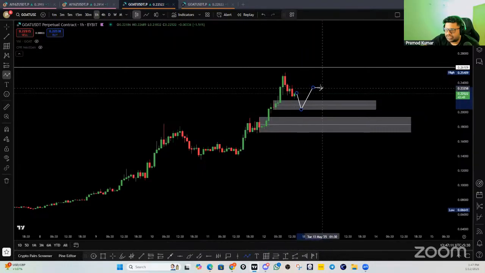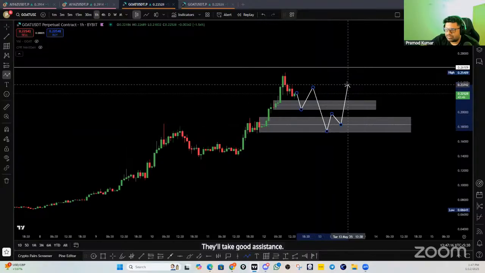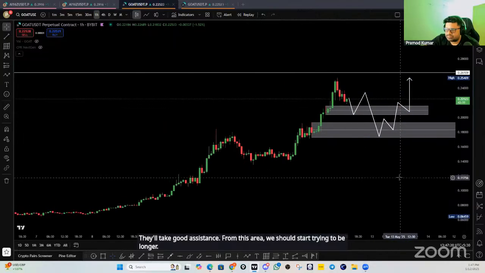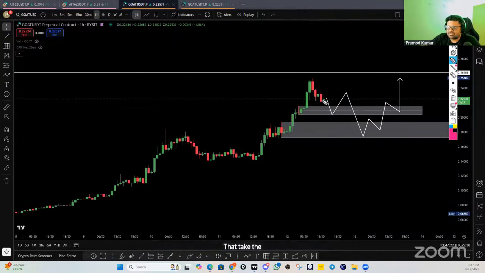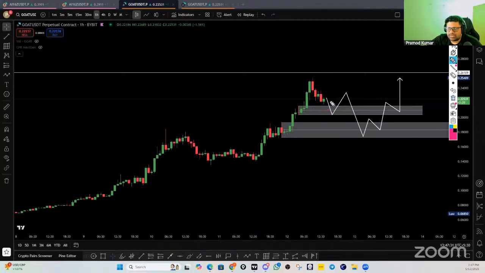This area they'll take resistance, then push hard here. From this area, we should start trying the long positions. That is the same 5 minutes. If this candle becomes a bullish signal, even that is also danger. Directly, if they make a bullish signal, don't take any long positions.